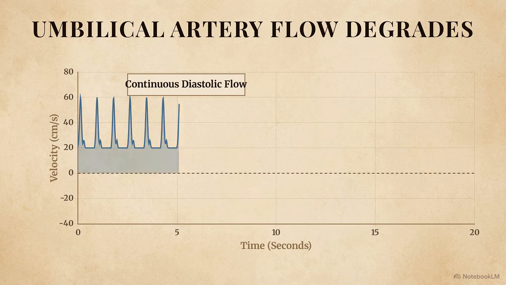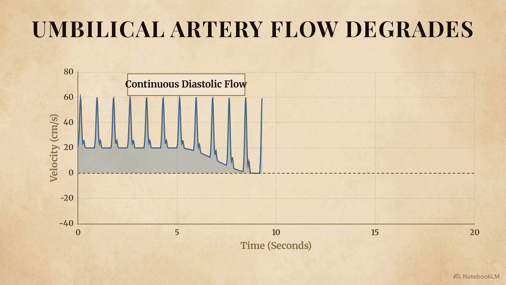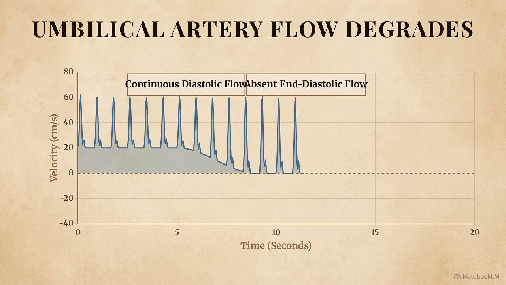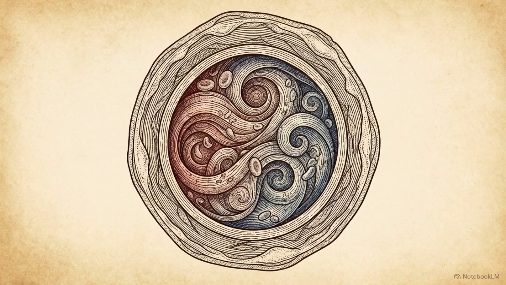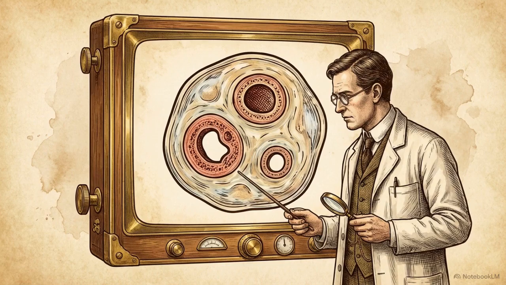Healthy diastolic flow plummets downward into a high-resistance spike. Then the flow flattens completely against the baseline, absent diastolic flow. Finally, the trough dips below the baseline, indicating reverse diastolic flow. Both absent and reverse diastolic flow are critical warning signs. They indicate an impending fetal failure and are associated with a devastatingly poor prognosis. Measuring the umbilical resistance gives us the precise status of a failing placenta.